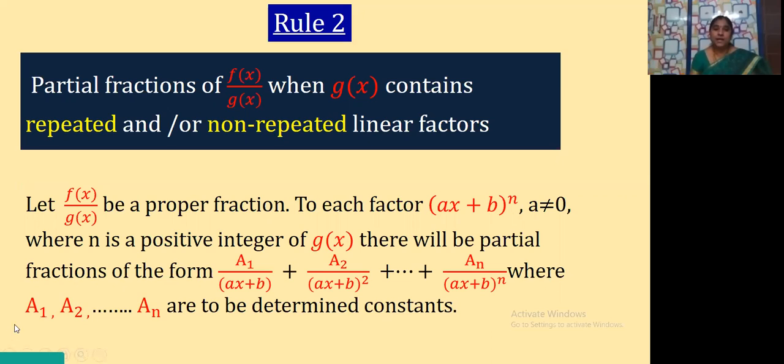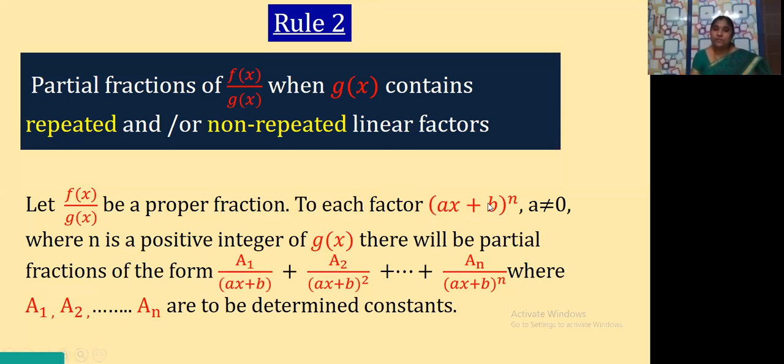Let us see once, children. Let f of x by g of x be a proper fraction. So each factor (ax plus b) whole to the power of n: where is this factor? In the denominator g of x, if you find any linear factor in the form of (ax plus b) to the power of n, where n is a positive integer, it can be 1, 2, 3, 4, so on. So the linear polynomial can have positive powers 1, 2, 3, 4, 5, and so on.